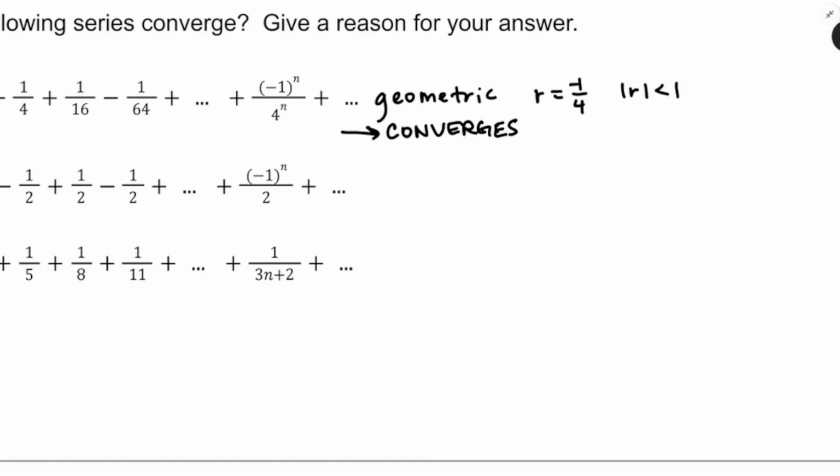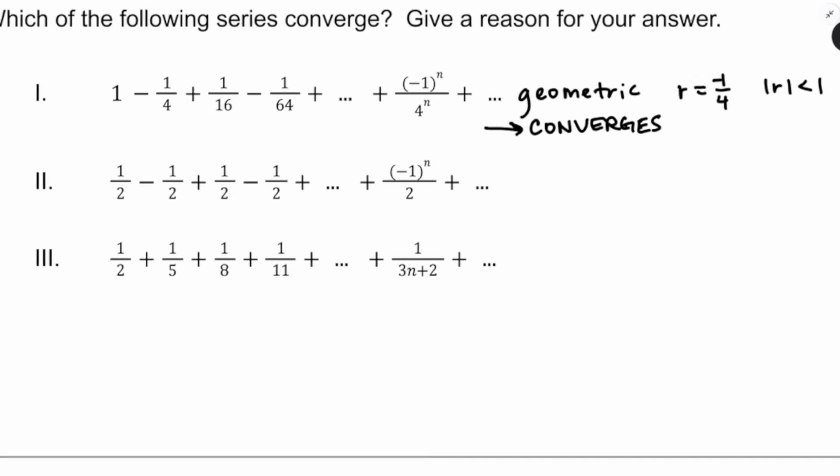Right, negative 1 to the n over 2: 1/2 minus a half plus a half minus a half plus a half minus a half. Okay, that's going to diverge. That's very much like that negative 1 to the n series. It's just half as much. And that's going to be kind of like oscillating, not settling on one number the more terms we add.